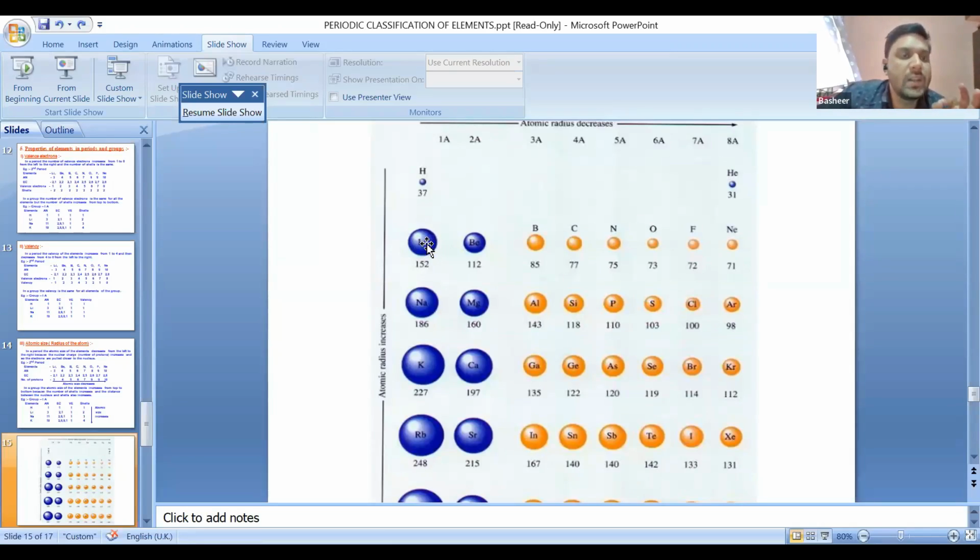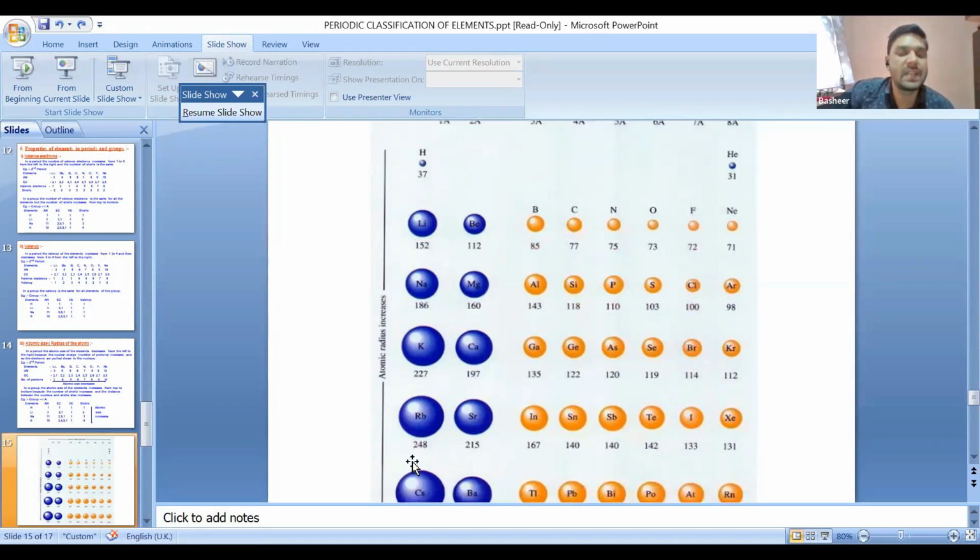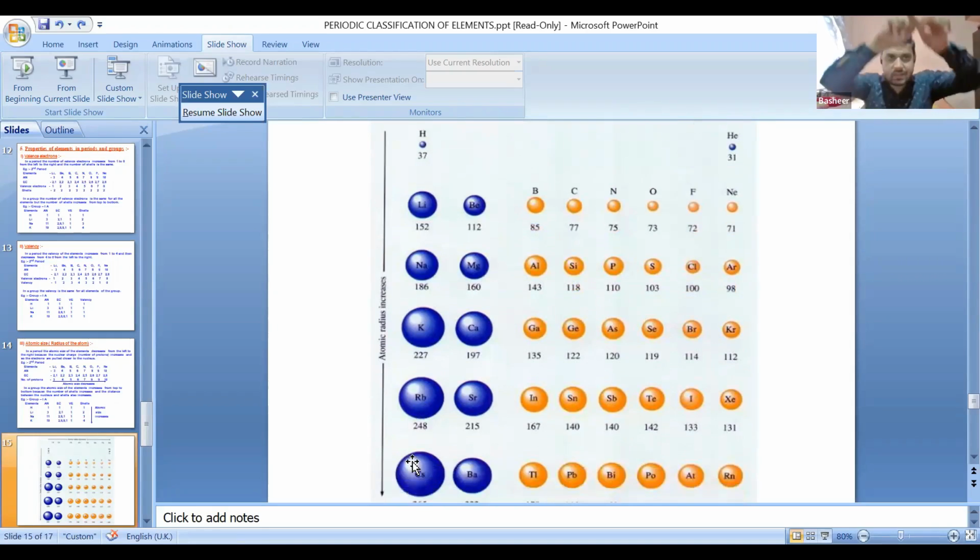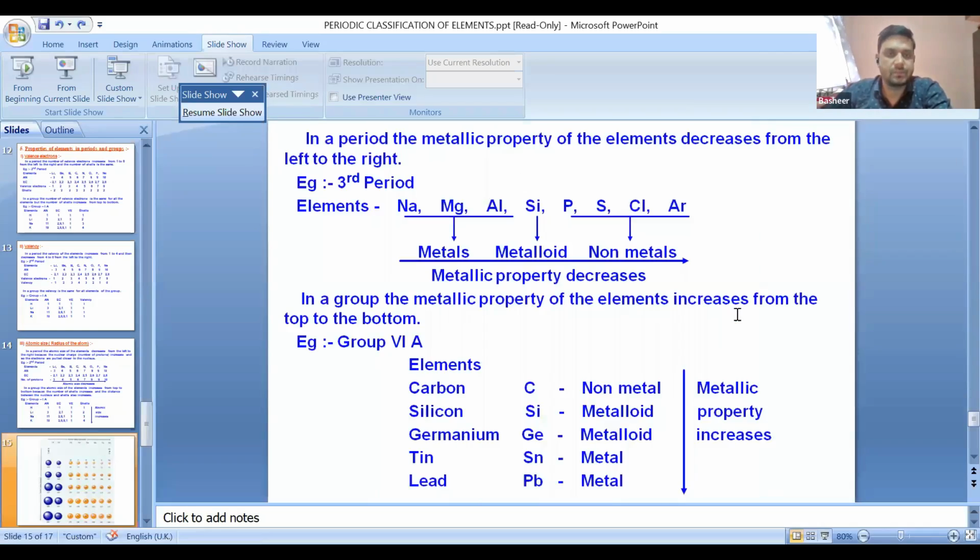You can see the first group: lithium is 152, sodium 186, potassium 186. Lithium has 2 shells, sodium 3, potassium 4, rubidium 5, and cesium 6. As the shells reach 6, the circle is big, because of the outermost shell. That is why the size increases. But in the period, you can see there is no increase in size because the size is the same. Only the atomic number is increasing.